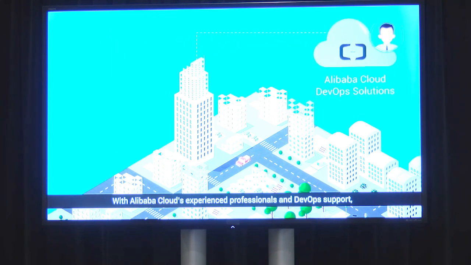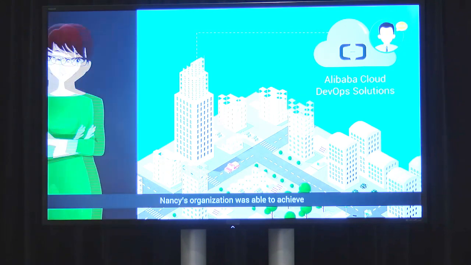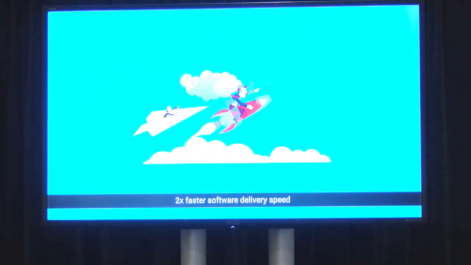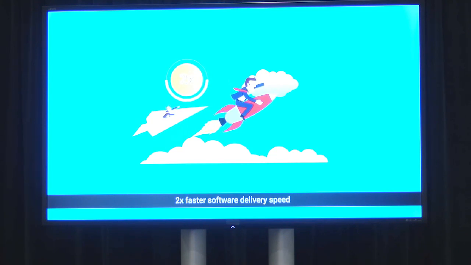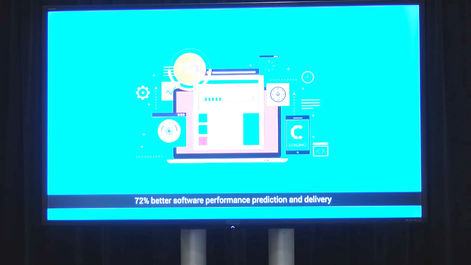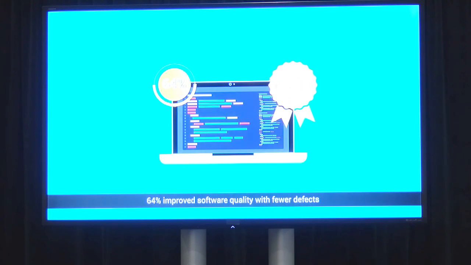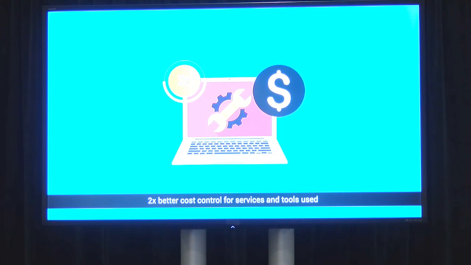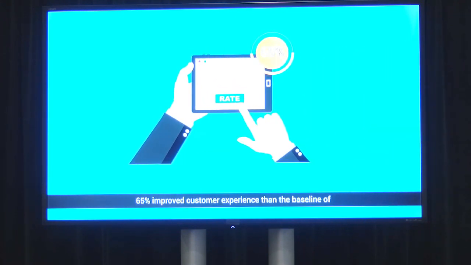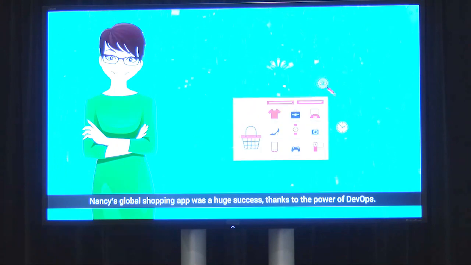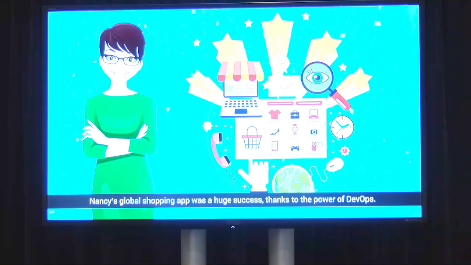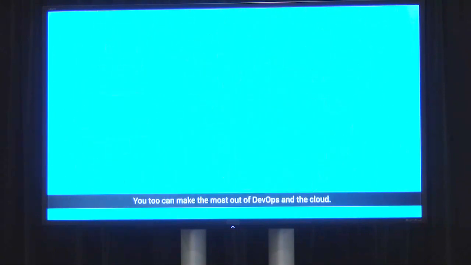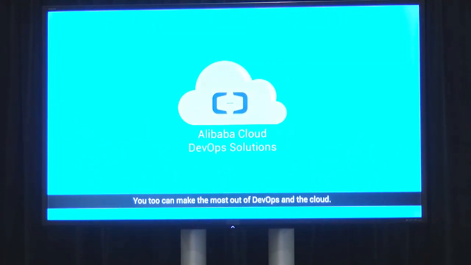With Alibaba Cloud's experienced professionals and DevOps support, Nancy's organization was able to achieve 2 times faster software delivery speed, 72% better software performance prediction and delivery, 64% improved software quality with fewer defects, 2 times better cost control for services and tools used, and 65% improved customer experience than the baseline of traditional software development and delivery models. Nancy's global shopping app was a huge success, thanks to the power of DevOps. You too can make the most out of DevOps and the cloud. Talk to our experts today.